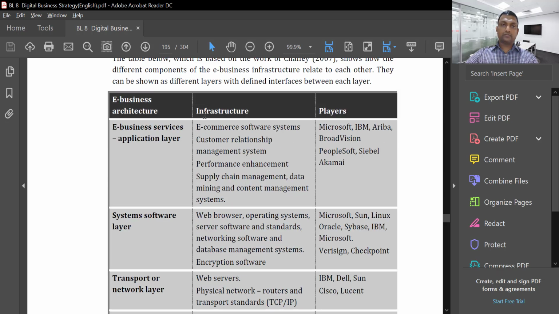All the layers are mentioned here. In the first column, e-business architecture, the first layer is the application layer, which is about e-commerce software systems, relationship management systems, performance enhancement, supply chain management, data mining, and content management. So this layer consists of these types of software. Examples for these platforms and software can be Microsoft, IBM, Ariba, Broadvision, PeopleSoft, Siebel, and Akamai. These brands or software are doing all these mentioned functions that we have categorized into the application layer.